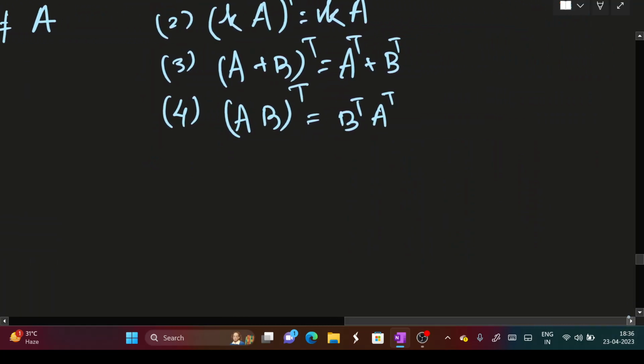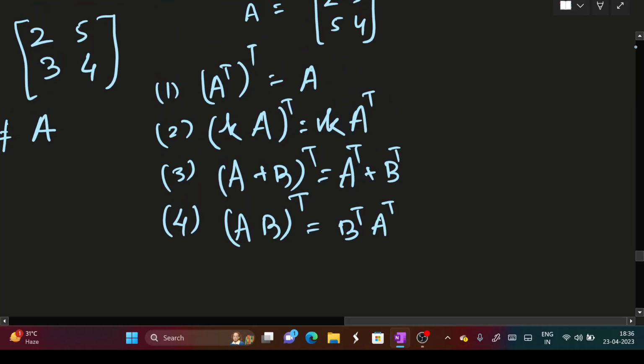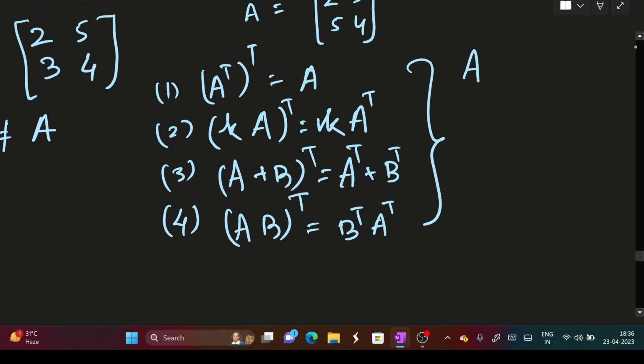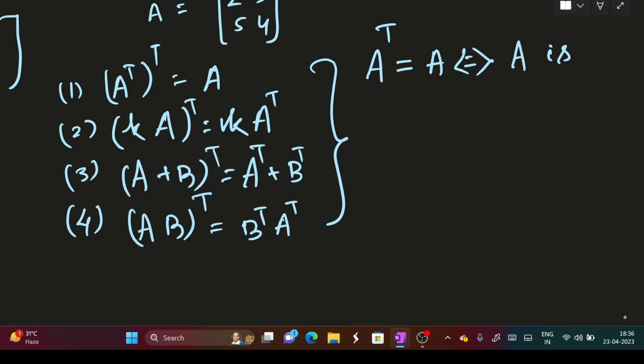Then we have another set of definitions and some properties that we will discuss now. These are the properties of transpose. If any matrix A has its transpose the same, then this matrix A is said to be symmetric. A is symmetric.